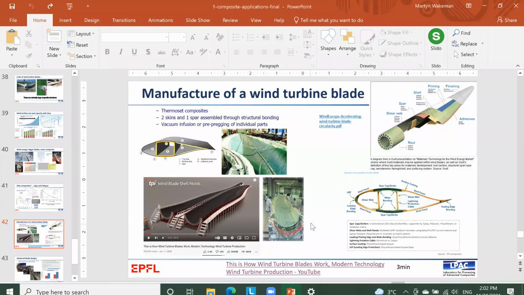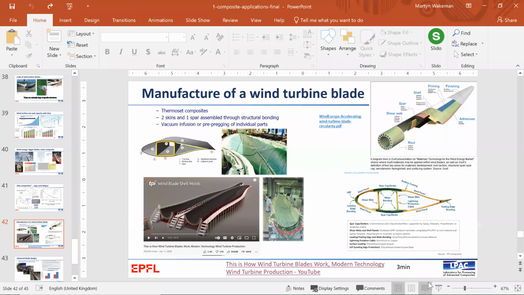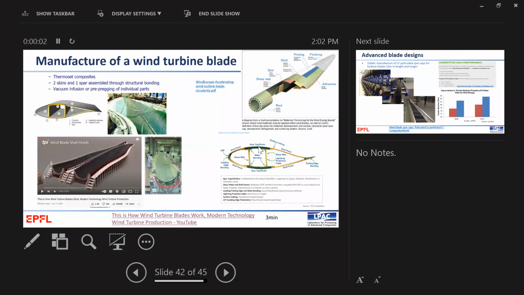So that just shows you far better than I can explain how it's made. And we'll look in the third lecture again at recycling of wind turbine blades and what some of the trends are there and what can be done.